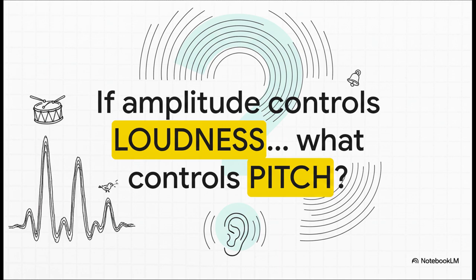And that leaves us with one last, really interesting question to think about. We've clearly established that amplitude controls loudness. But what about those other properties we learned about, like frequency? If changing a wave's height changes its volume, what do you think happens when you change how fast it wiggles up and down? What does that control?